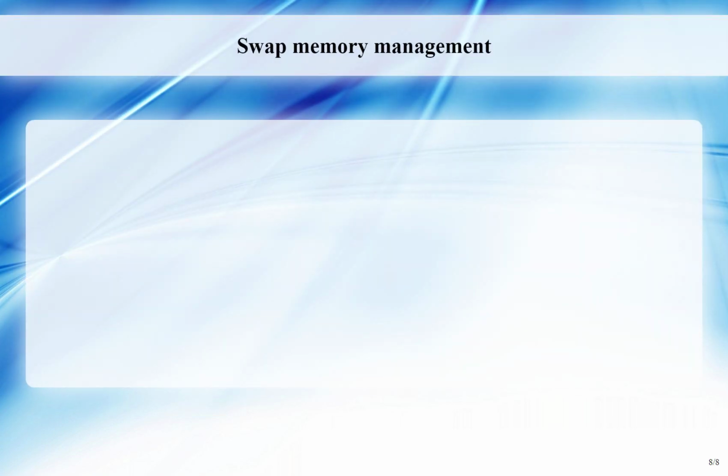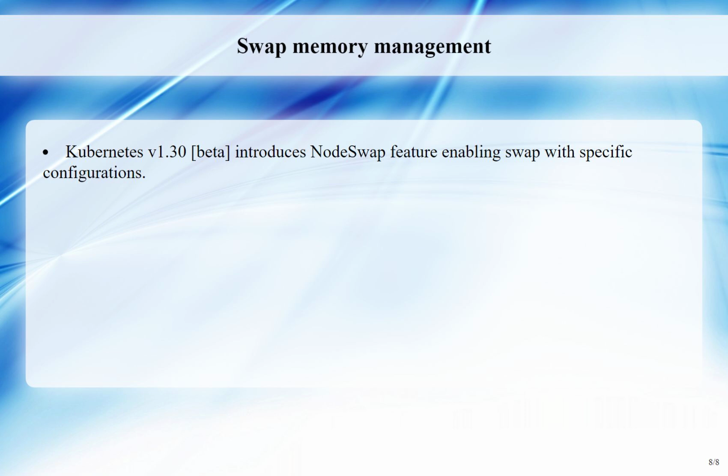Swap memory management. In Kubernetes v1.30 beta, the node swap feature allows for enabling swap on a node with specific configurations required to control swap behavior. By default, swap is disabled, but it can be enabled by setting the failSwapOn configuration setting to false.